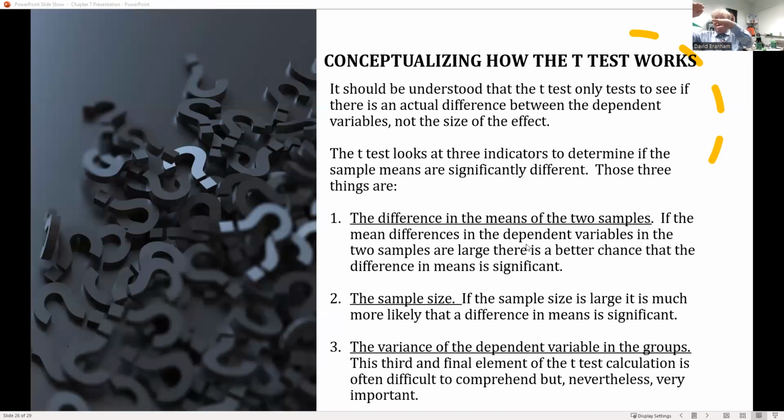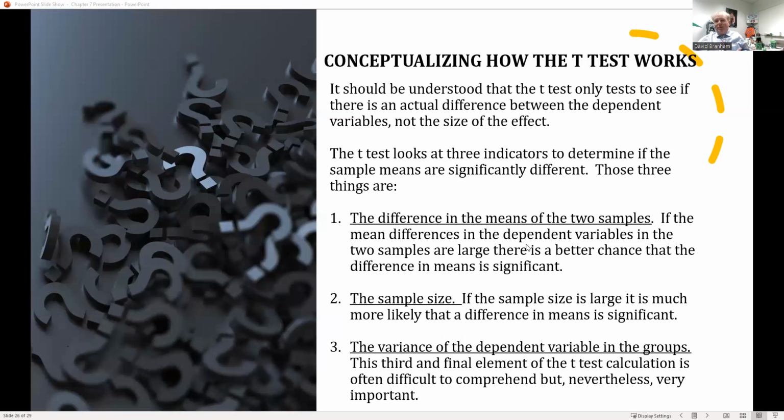Doesn't mean the 2-inch difference isn't going to be significant. It just means you have a better chance with the 8-inch difference. The second thing is the sample size. And I talked about this a little earlier, in part 1, the larger the sample size is, the more likely you'll find significance, if there is a difference. You've got to have that difference first. If you don't have that difference of means, then you just go ahead and throw it out.